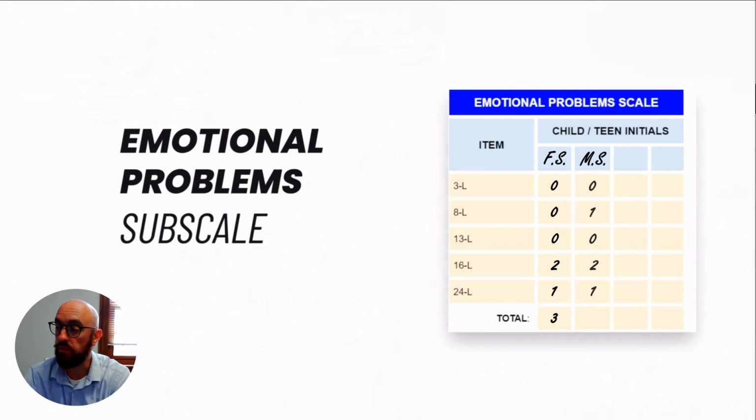We're going to do the same for Mark. And we're going to total those and put those at the bottom. So we have a 3 and a 4 so far on emotional problems subscale. All of these are left anchored. That's why it says 3-L, which is question 3, and left is start at the left, which is a 0.